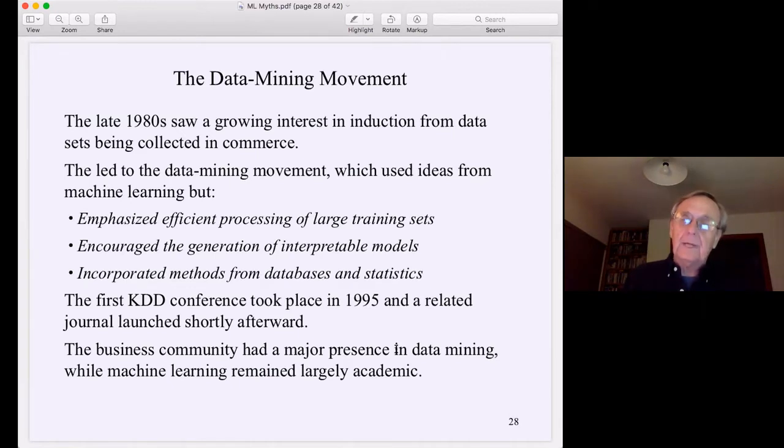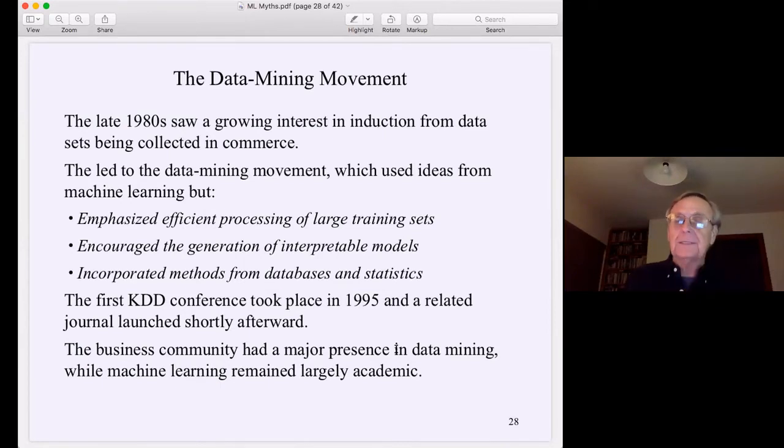They did care a lot about having models that were interpretable. At least back then they did. So decision trees were a popular representation for learned knowledge. But then Bayes nets came along and they were cool too. Opaque models were not considered very acceptable. There was, again, a lot of excitement about incorporating techniques from databases and statistics. And the first conference on data mining, to my knowledge, took place in 1995. And there was a journal launched shortly afterwards.